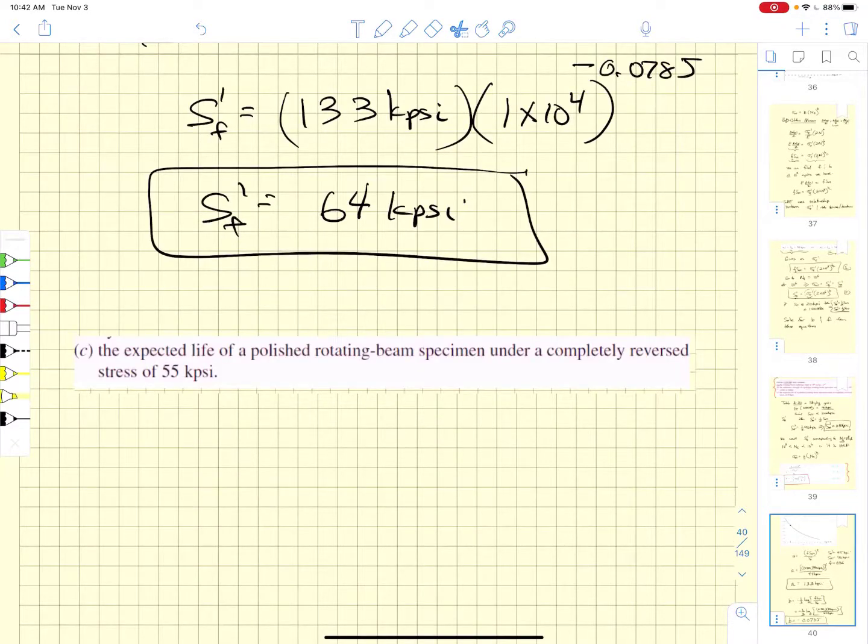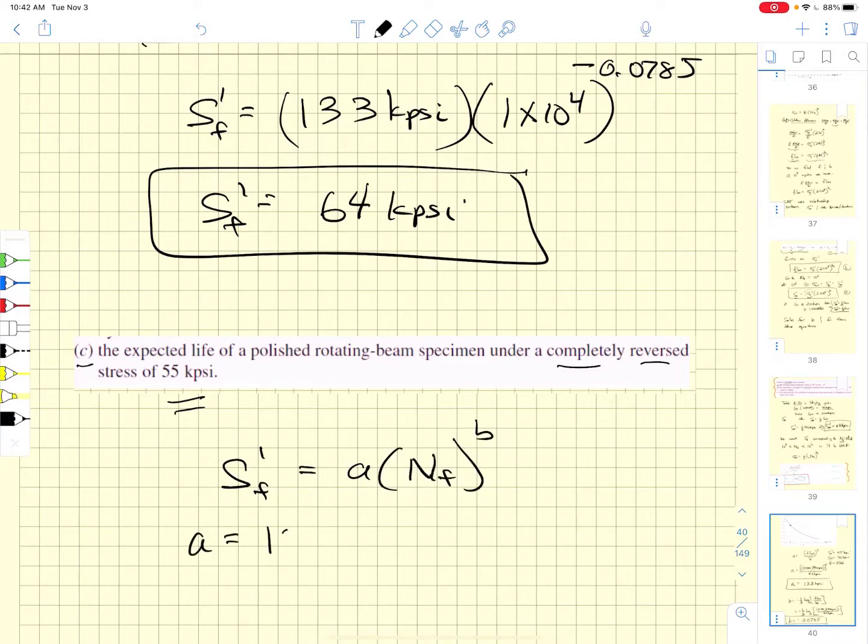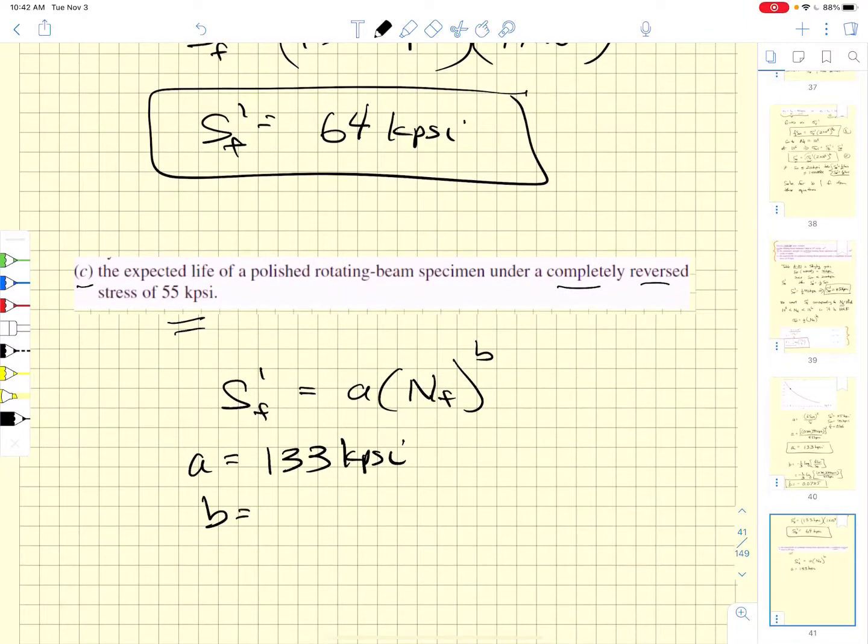The last part of the problem, part C, shown here, wants to know the expected lifetime of a polished rotating beam specimen under completely reversed stress of 55 kpsi. Completely reversed, so we can use the stress amplitude of 55. So we know that S_F prime is equal to A N_F to the B, and we know that A is equal to 133 kpsi.